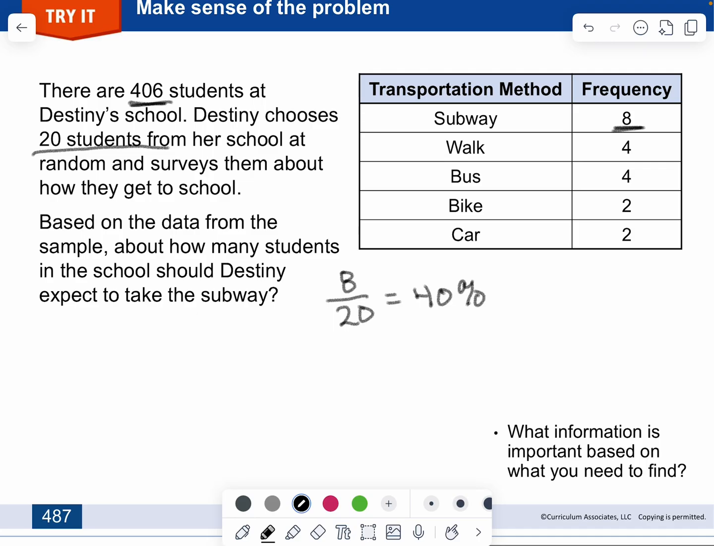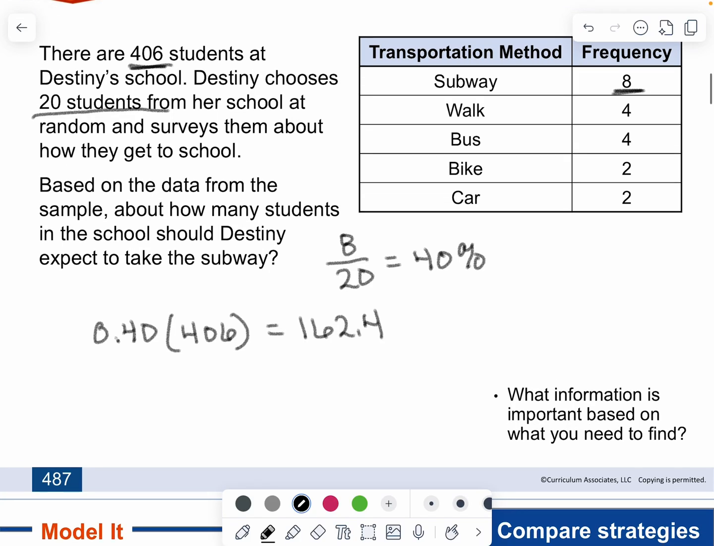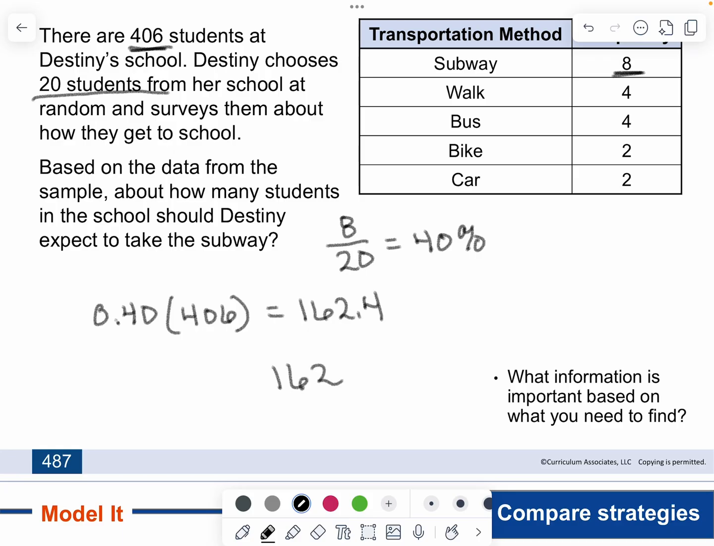So if there are 406 students in her school and about 40% take the subway, what is 40% of 406? $162.4. Well, you can't have 0.4 of a person, and since we're talking about people, we will round down and say 162 students.